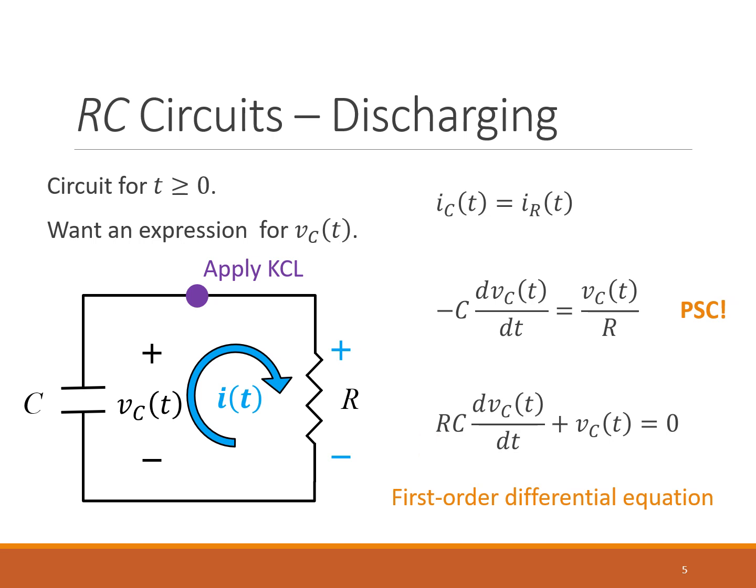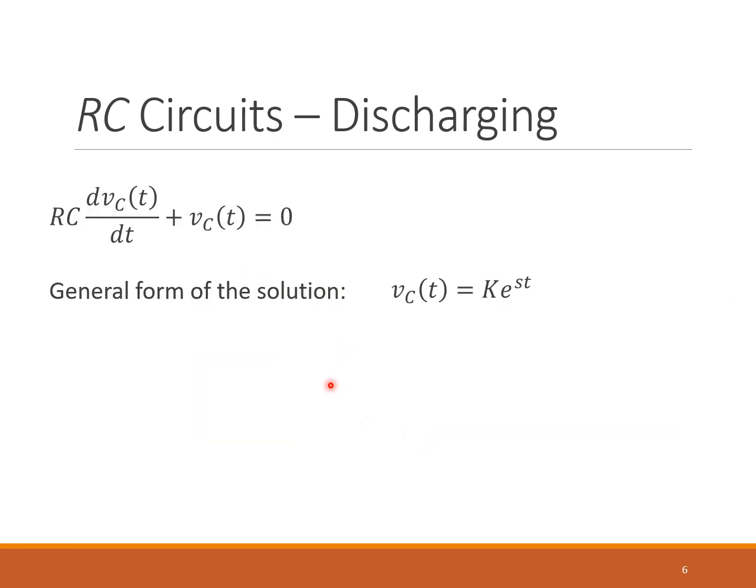So if we take a closer look at that, here is the general form of our solution. Based on this equation, we know our voltage for our capacitor has to have the form of some constant times an exponential. So all we need to do to find the specific solution is figure out what these constant values are, K and S. And then of course t is just our variable in time.